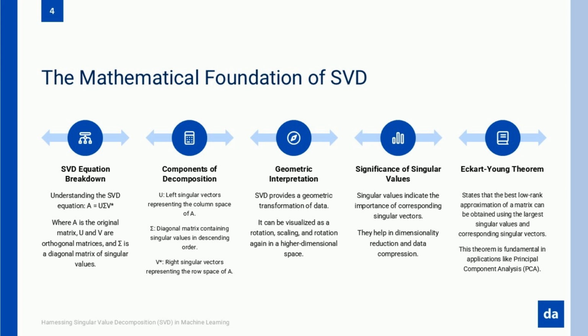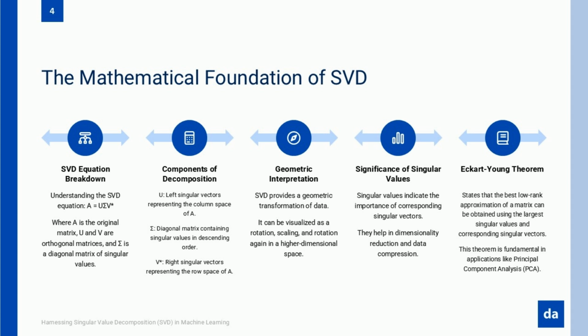The Eckart-Young theorem provides the mathematical guarantee behind this approach, stating that the best rank R approximation of a matrix in terms of minimizing the Frobenius norm, a measure of matrix difference, comes from the truncated SVD, where only the top R singular values are kept.